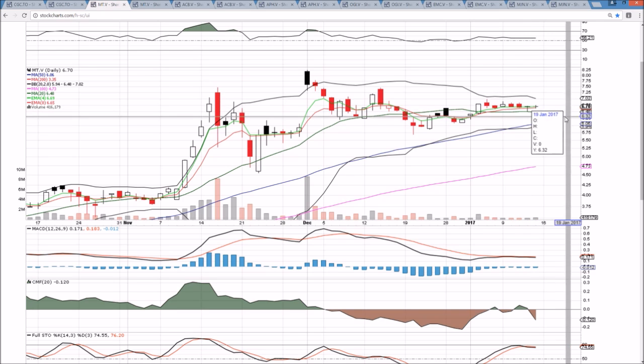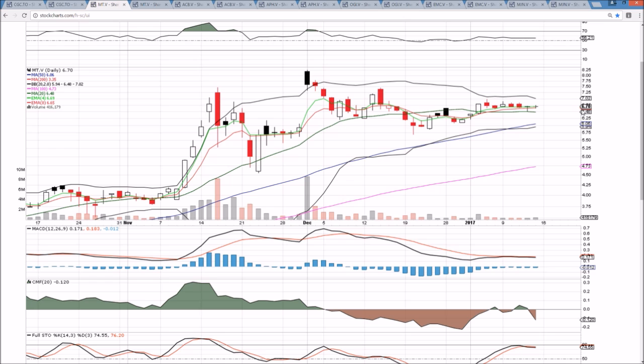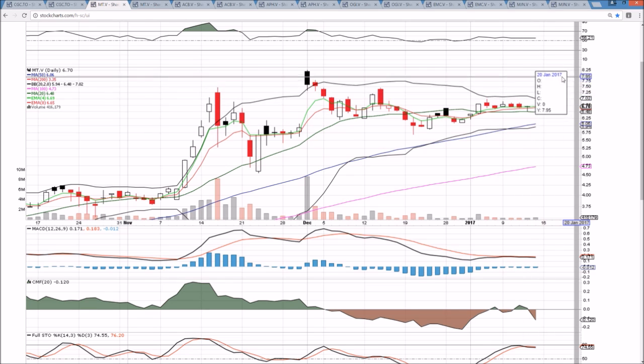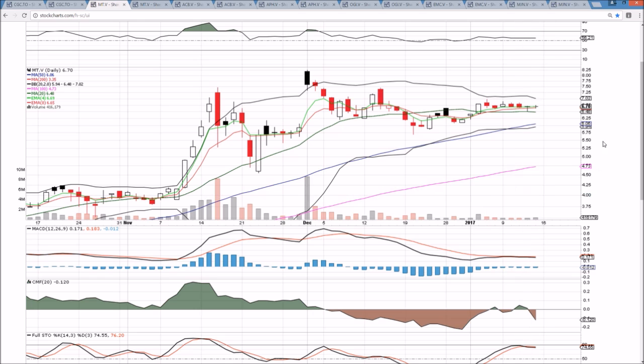Bulls are still in control, holding well. Middle Bollinger Band support's a good sign. We're on the verge of a bull MACD cross here if we could see some upside back towards $7. And again, the Bollinger Bands are getting very tight as the volume completely drops off. So we know a move is imminent and approaching as we get tighter and tighter.